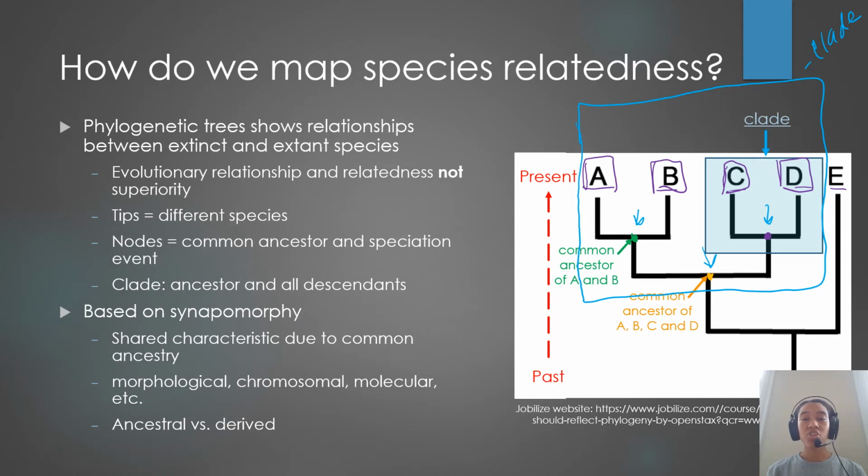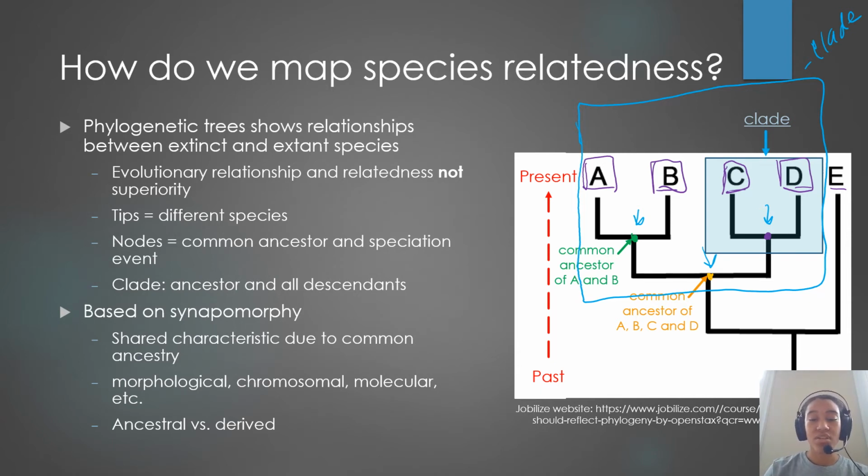So the phylogenetic tree is based on synapomorphy, and these are characteristics that are shared due to a common ancestor. So these are homologous characteristics, and these can be morphological, so they can be physical characteristics. They can be chromosomal. They can be molecular. There are a variety of ways to look at these synapomorphies, and this is looking at an ancestor and seeing if, from this ancestor, do they have similar traits?